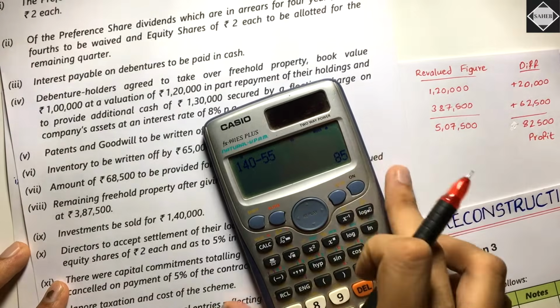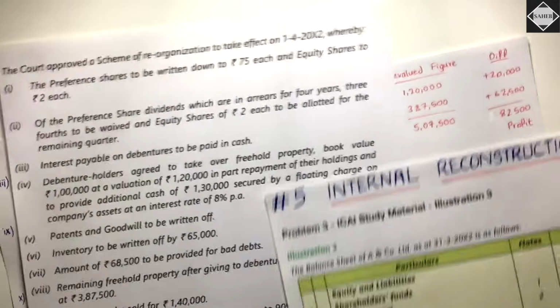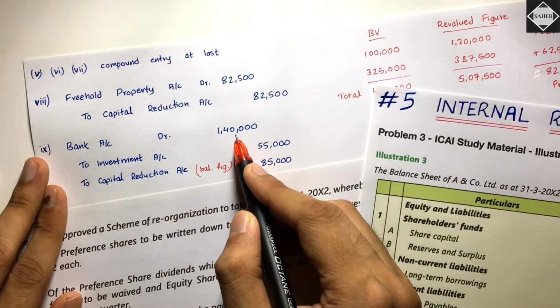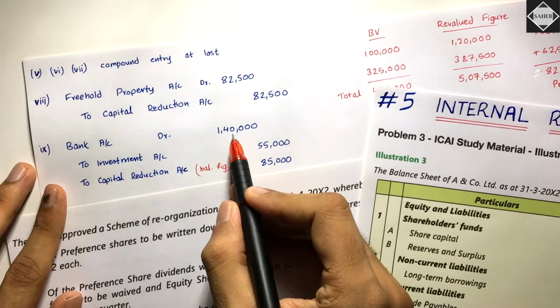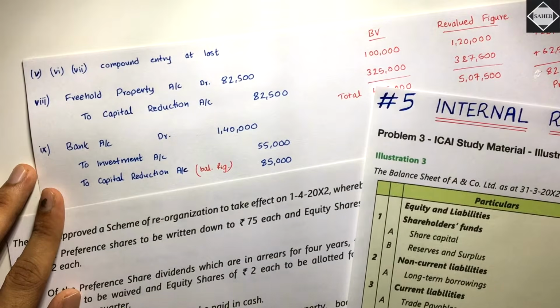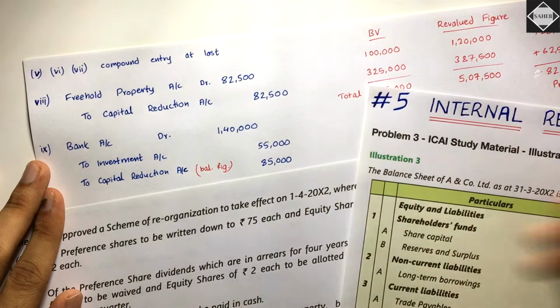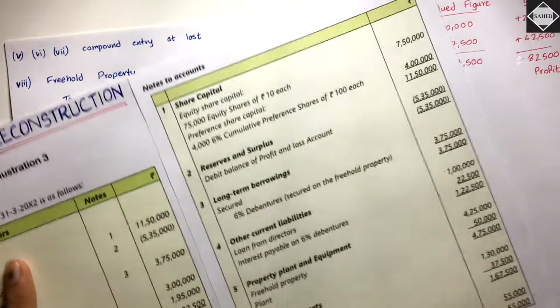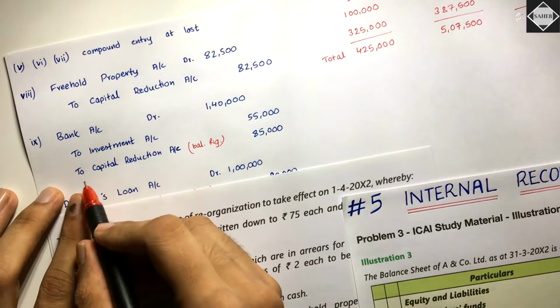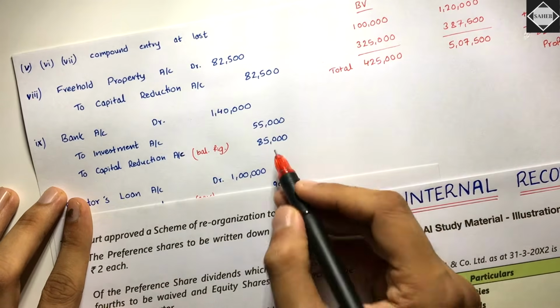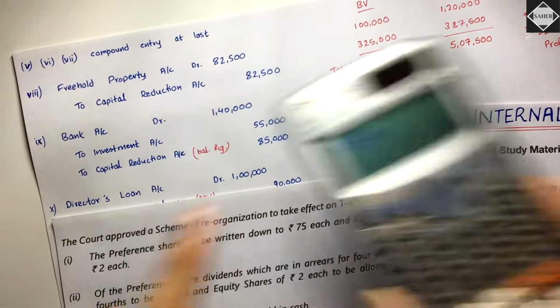So this 85,000 will go where? Capital reduction. That's what you have to do. Bank account debit 1,40,000, because the company has received 1,40,000 in the bank account, and you will credit the investment with the book value, whatever there is in the balance sheet. That's 55,000, isn't it? And then you will take the gain, the profit, to capital reduction account. Balancing figure also, you can write 85,000. Clear? Easy.